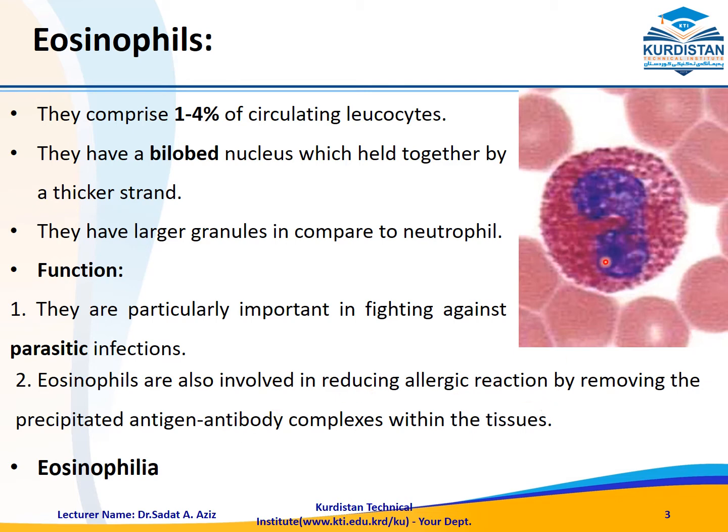Also, eosinophils are involved in reducing allergic reaction by removing the precipitated antigen-antibody complexes within the tissue. When there is a chronic, severe inflammatory reaction, such as in the case of tonsillitis, the antigen-antibody complexes cannot be removed properly by the eosinophils and the other processes. So sometimes they might be precipitated in the soft tissue, such as the joints, and this might lead to development of arthritis.